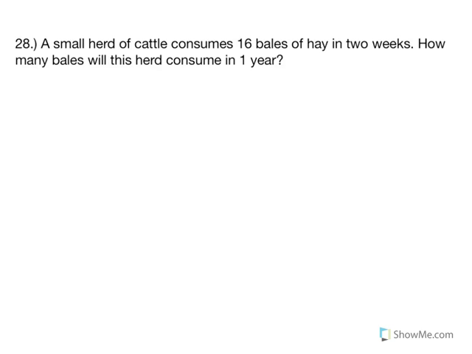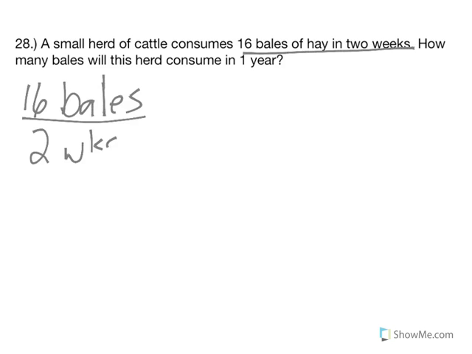So 28. And last problem. A small herd of cattle consumes 16 bales of hay in 2 weeks. That right there is a ratio. 16 bales. I spelled bales wrong. In 2 weeks. How many bales will this herd consume in a year? So the goal is bales in a year. So we start in the top. Bales, bales. Yes! I love it when they start by matching.